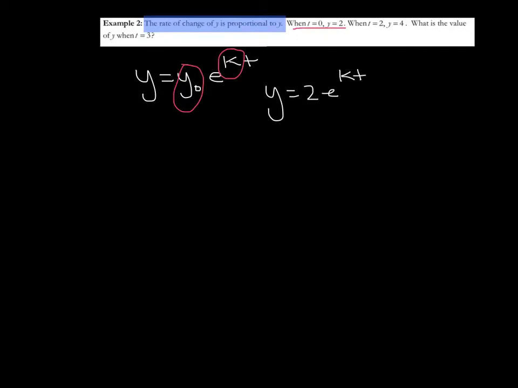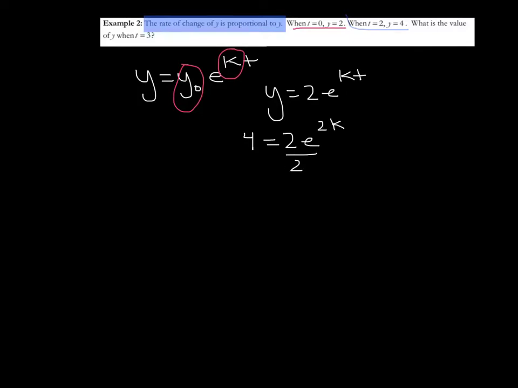Now the other piece of information that they give you is when t is 2, y is 4. So if that is true, then we can use that information to get k. So let's see if we can plug that in. So y is 4 and 2e to the kt. Well, t is 2, so 2k.